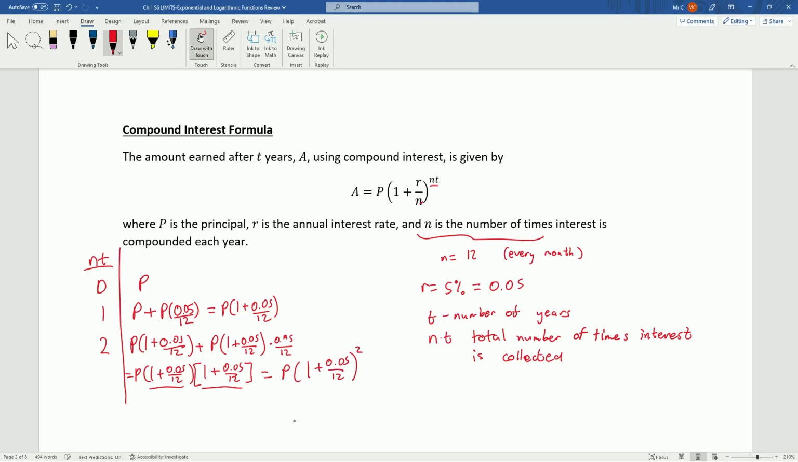All right, so that should make sense. What is this squared? This is nt. This is exactly what we've got in the formula here. All right, so I've just gone through this example to illustrate what's happening with this formula and why this is our general formula for compound interest. It does exactly what we expect it to do. It just takes that principal, multiplies it by 1 plus our yearly rate divided by the number of times per year, all raised to the power of how many times we've compounded that interest.